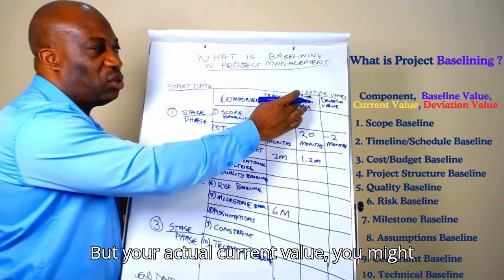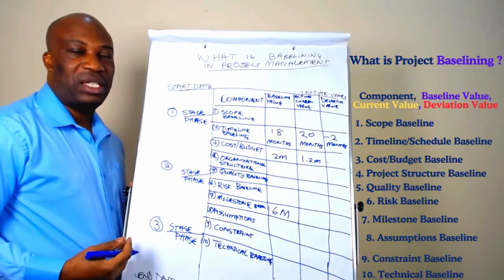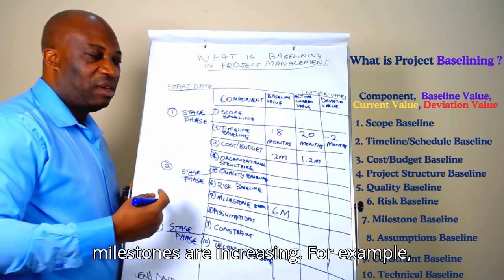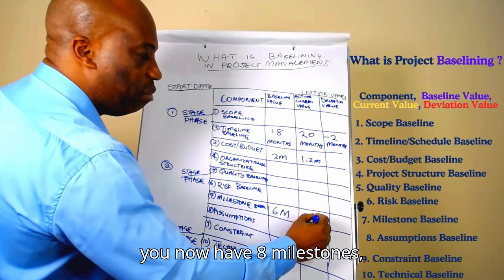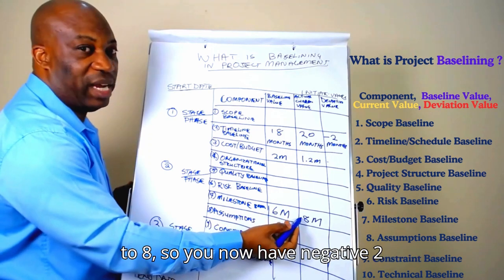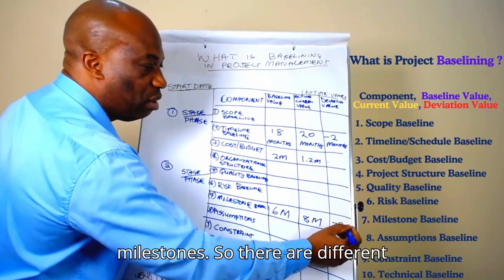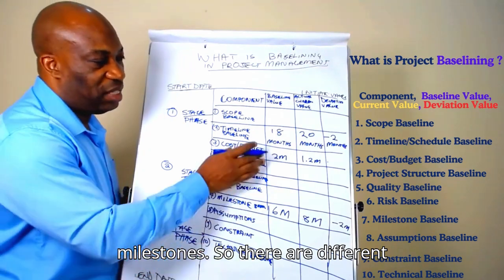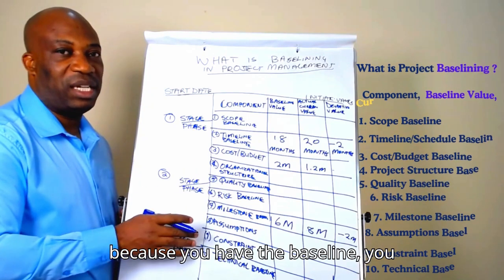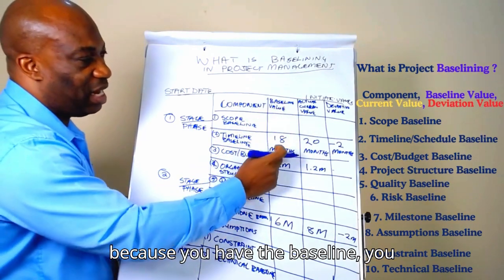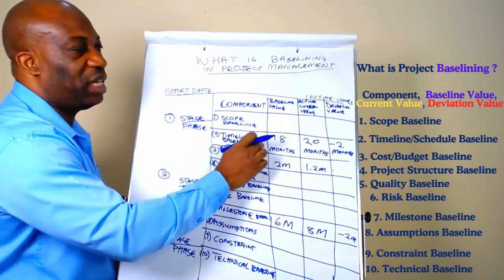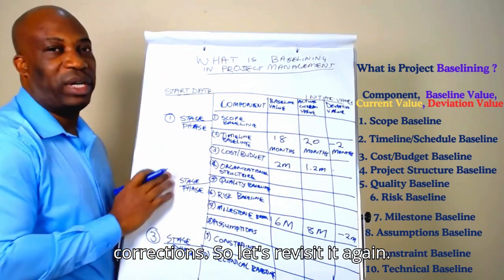But your actual current value, you might find as you go through the project, either due to some other reasons, your milestones are increasing. For example, you now have 8 milestones, okay? Which means you have deviated from the 6 up to 8. So you now have -2 milestones. So there are different recordings that you can take for each and every component to be able to make informed decisions, because you have the baseline, you also have the current value. So each time there's any deviation, you are able to pick proactively the deviation and make corrections.